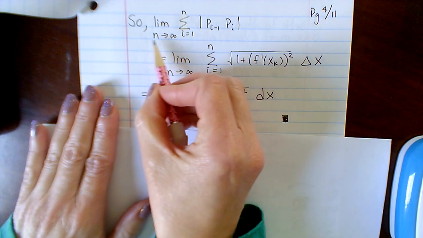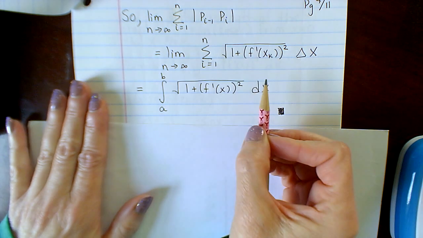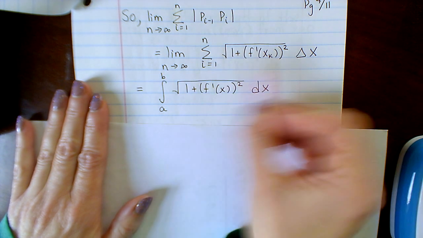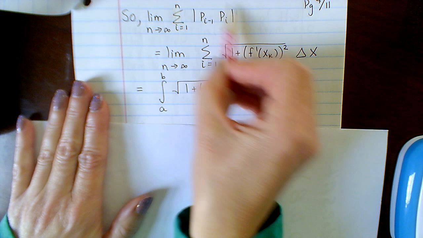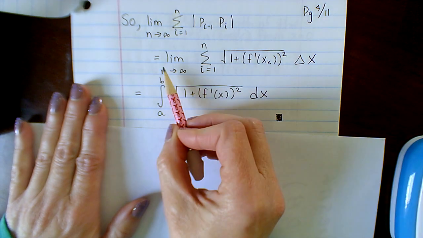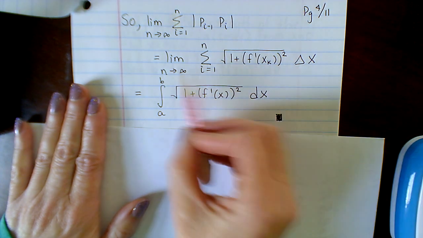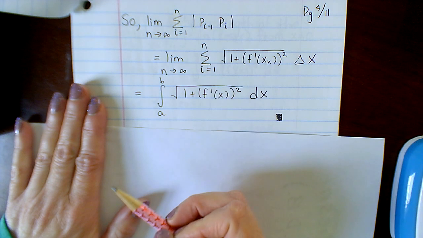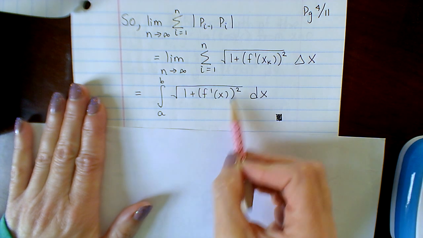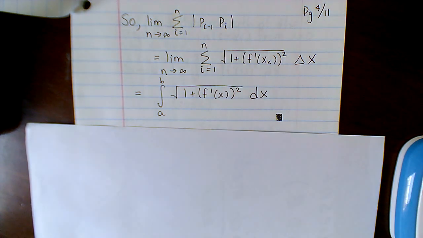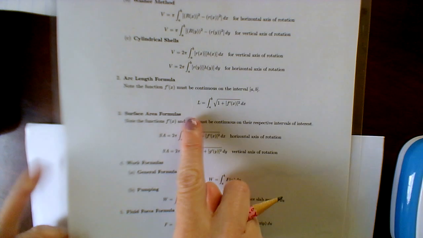So this means that this limit that I started with becomes the limit as n goes to infinity of this sum of all of these things, because I just rewrote this distance between consecutive points in this form. And all of this, as n goes to infinity, is the same as that definite integral in that interval from a to b of the square root of 1 plus f prime of x squared dx. All right, so I'm not going to ask you to ever derive that for me. I just wanted you to see where that formula comes from that's on your formula sheet.